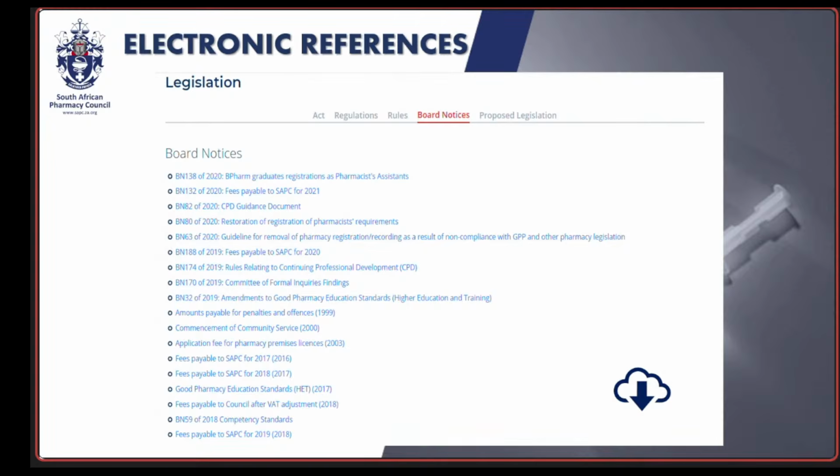The next one is also board notices. There you can see what is published on CPDs, anything on community service, education standards. So those things you can also look through. Remember, we won't ask you what is Board Notice 80 of 2020 about. We will ask you questions and you will apply what was published in that notice. You don't need to know the notices by heart, but you have to know how to apply the new information.